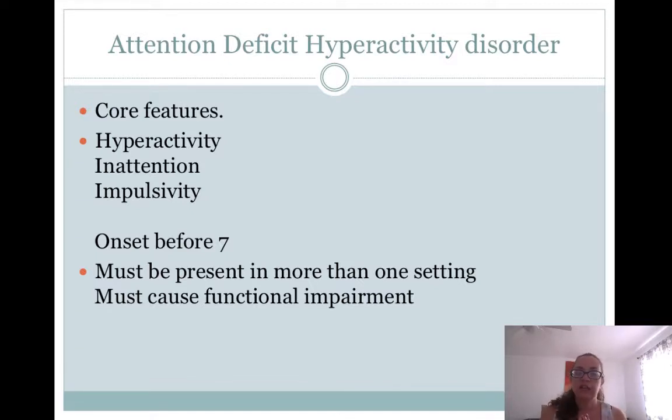So if they're only having issues in school, that does not qualify for them for an ADHD diagnosis. And one of the things that I always look at is, are there times when your kids can concentrate? Because in my opinion, that ixnays the ADHD diagnosis. If your kid has the ability to focus at all, then it is an environmental influence. It's not ADHD. So it must be present in more than one setting and must also cause functional impairment. So if you are raising your children in a, what's it called?